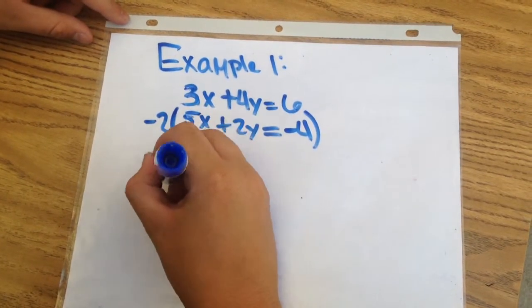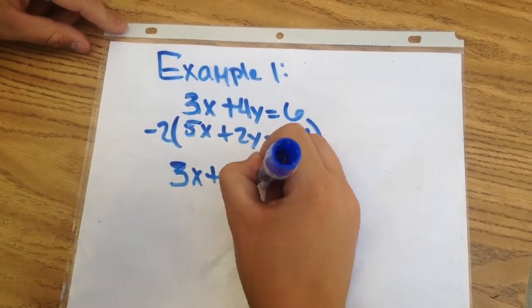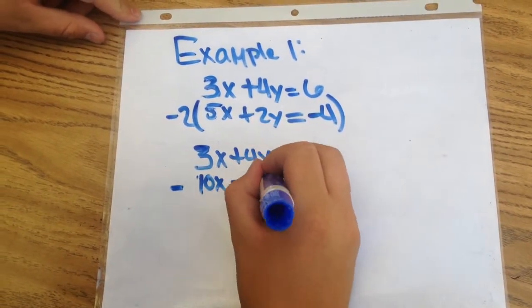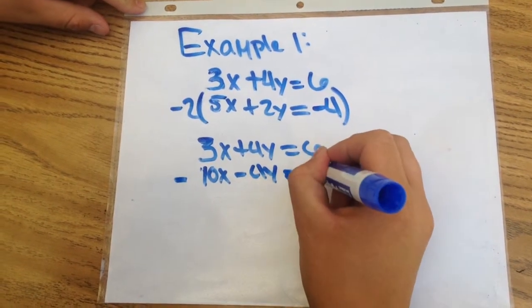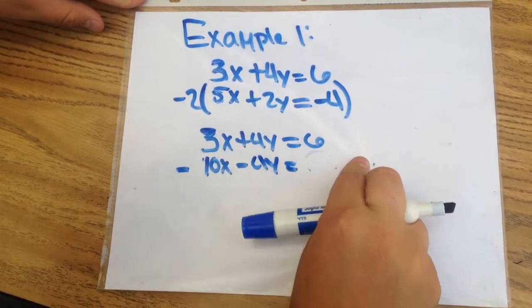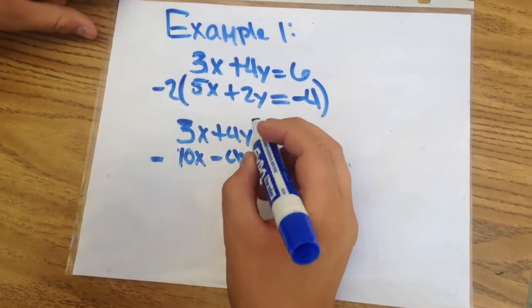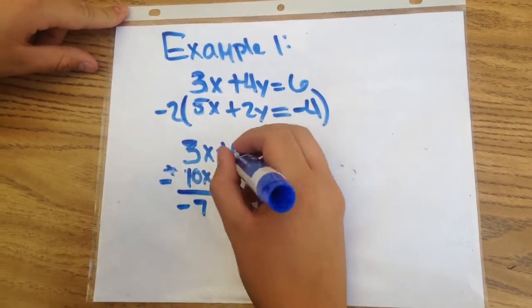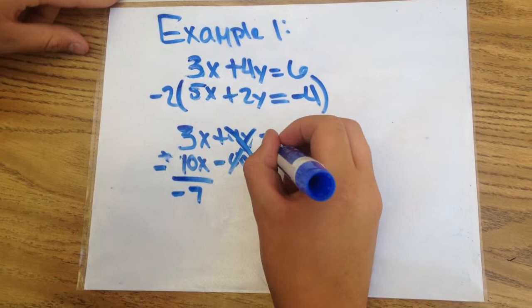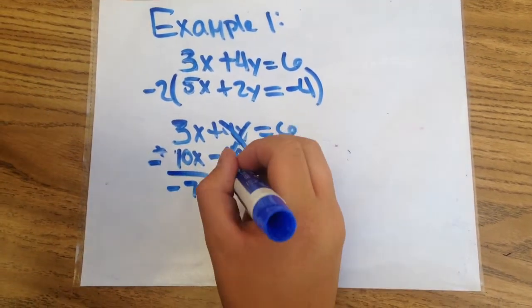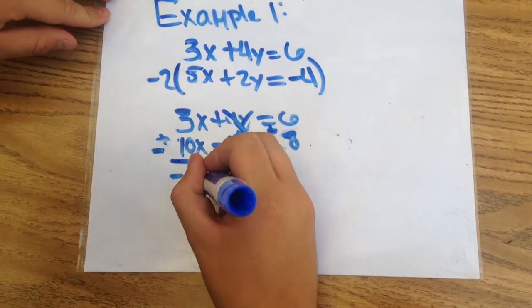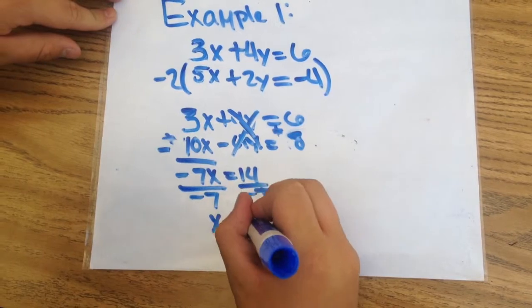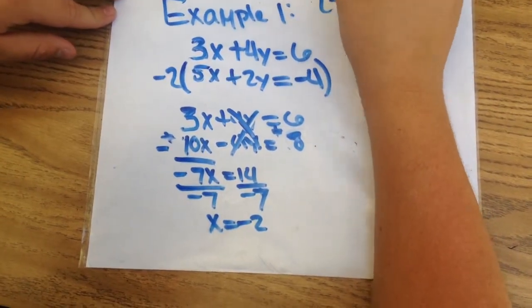So first write the other equation, 3x plus 4y equals 6, and then distribute the -2, so -10x minus 4y equals a positive 8. I'm sorry, not 16, 8. And now you're going to add like normal, so 3 minus 10 equals -7. These cancel out or eliminate, and 6 plus 8 equals 14. Don't forget to bring down your x. Divide by -7. x equals -2. So now you have your first part of your ordered pair, which is -2.